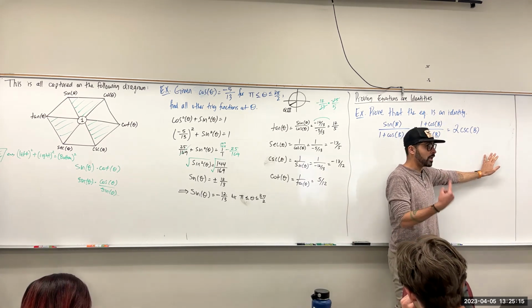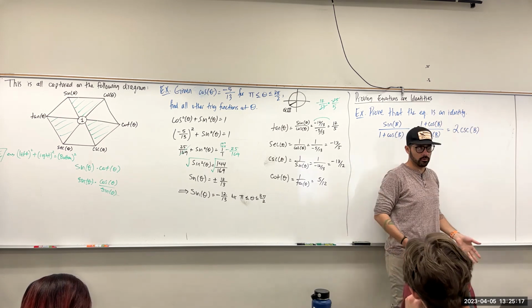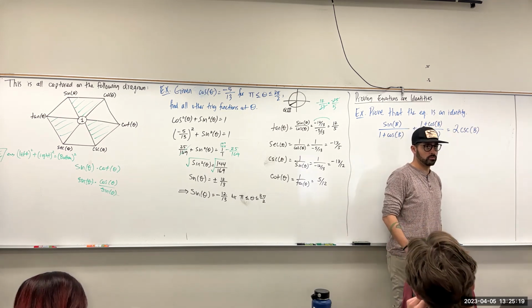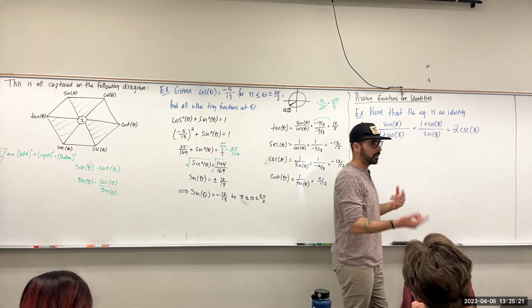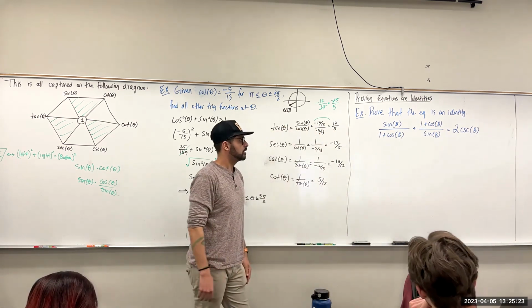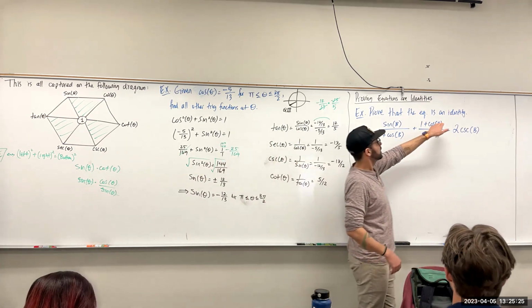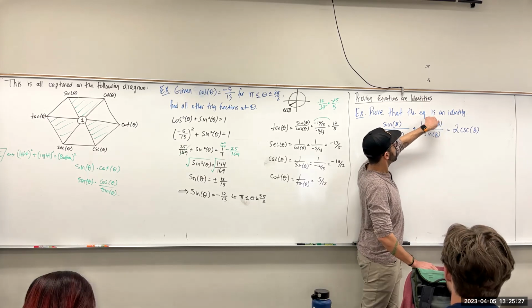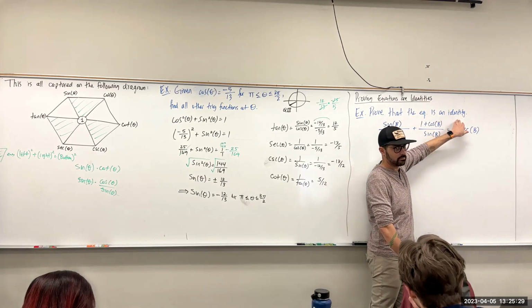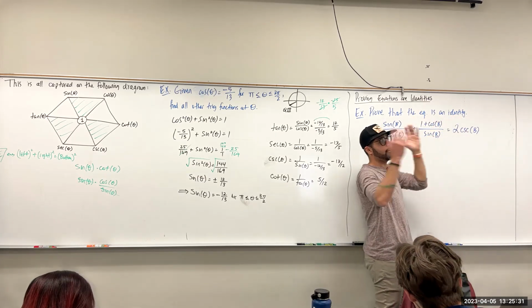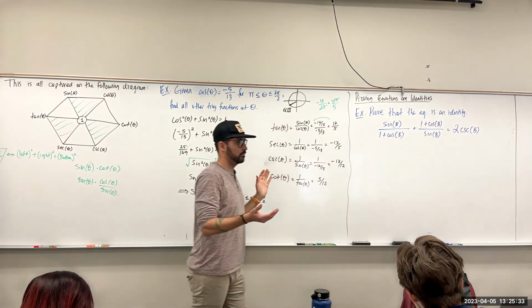There isn't just one angle that makes it true. Any angle that I plug in will make it true. Both sides are equal. And that's what it means to show that the equation is an identity: it's true for every single angle B.